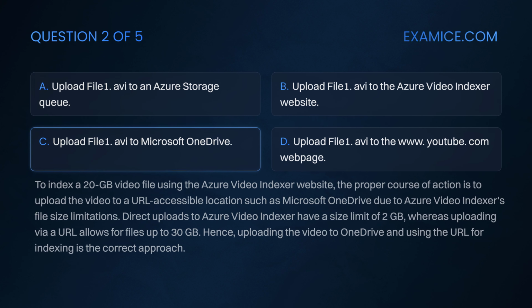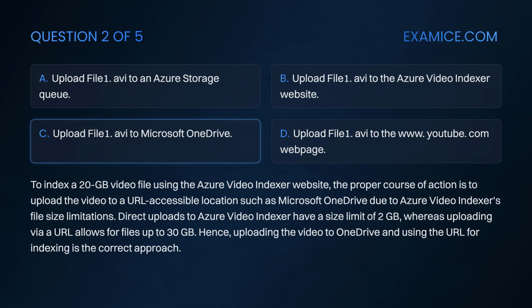To index a 20 gigabyte video file using the Azure Video Indexer website, the proper course of action is to upload the video to a URL accessible location, such as Microsoft OneDrive, due to Azure Video Indexer's file size limitations. Direct uploads to Azure Video Indexer have a size limit of 2 gigabytes, whereas uploading via a URL allows for files up to 30 gigabytes. Hence, uploading the video to OneDrive and using the URL for indexing is the correct approach.